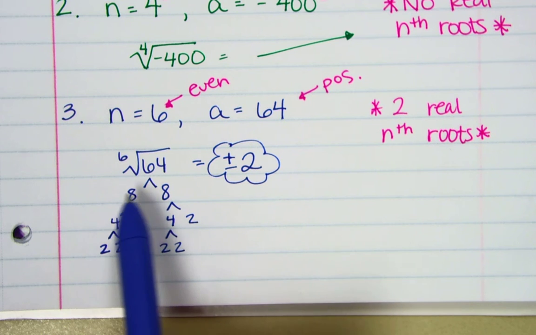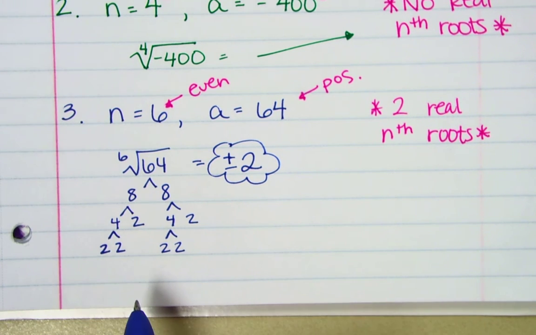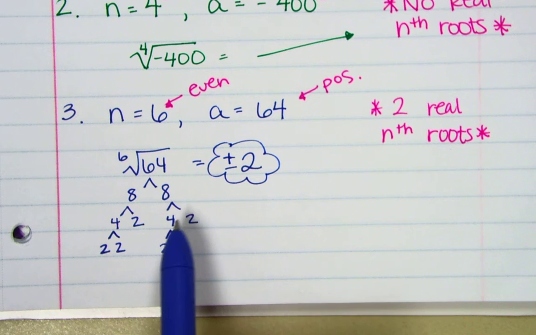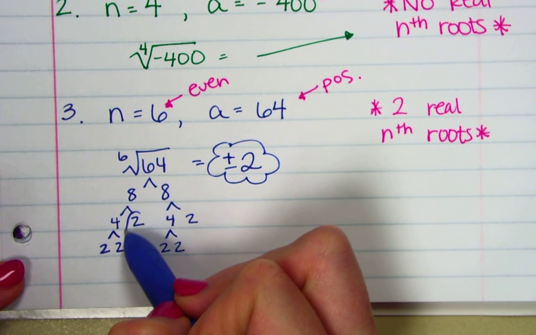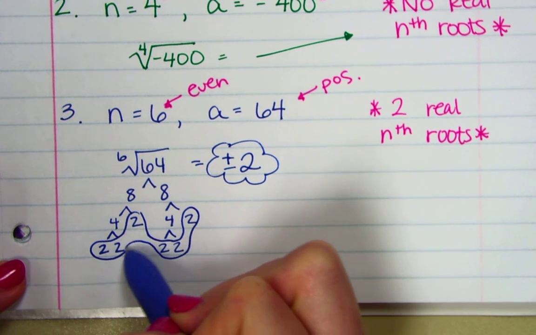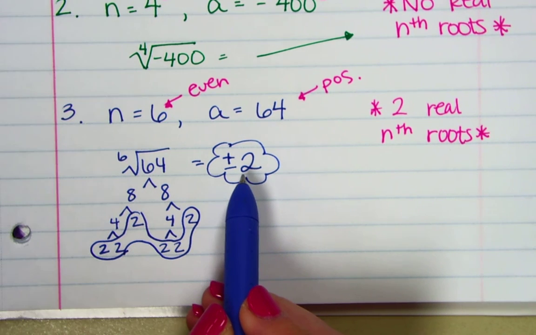What were we looking for down here? Pairs, right? Square root is to the second power. We're looking for 2 of the same thing. When it's a sixth root, how many of the same thing do you think you're looking for? 6, right? You're looking for 6. So look at this. How many 2's are there? 1, 2, 3, 4, 5, 6. So it works the same way as what we've already learned, right?